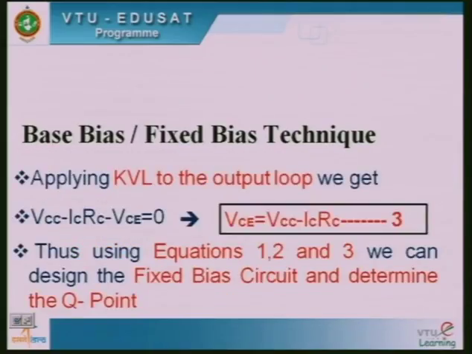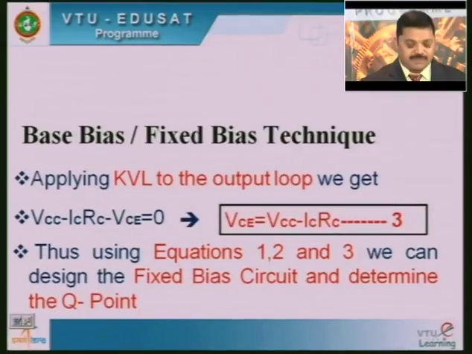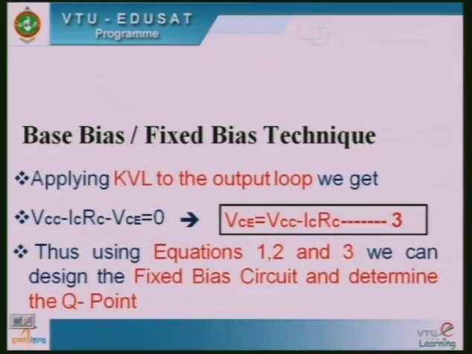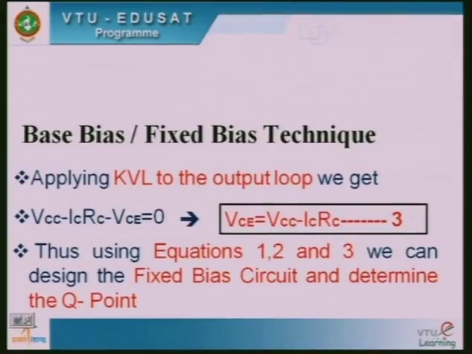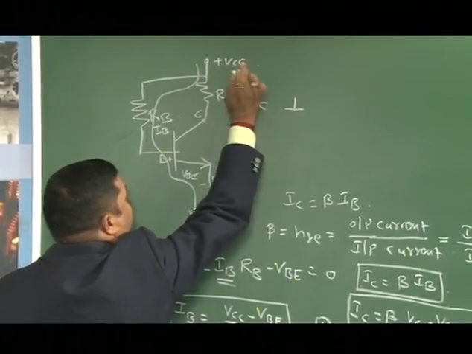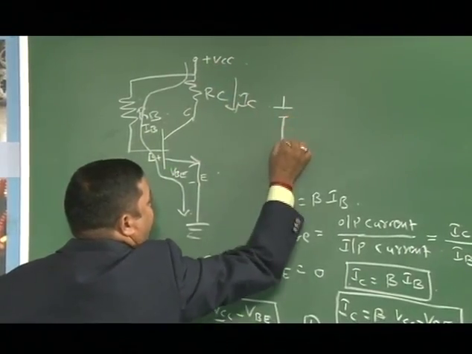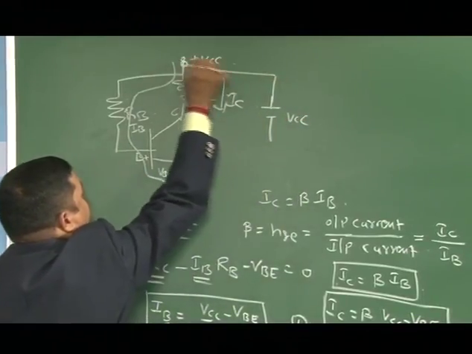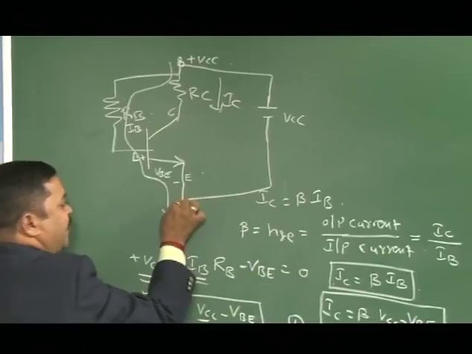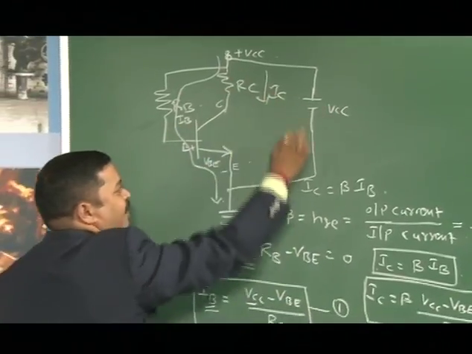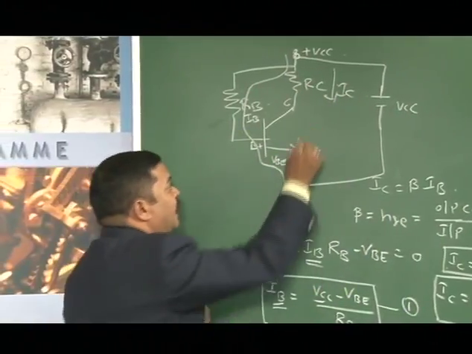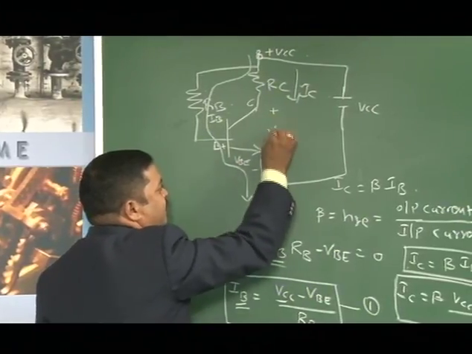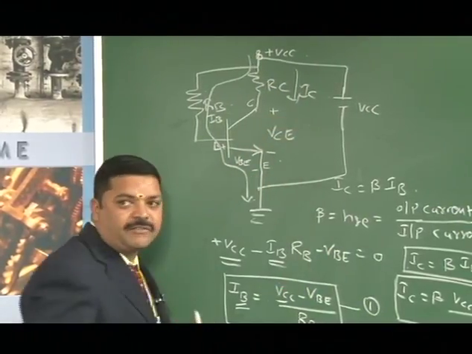Now we also require one more value, which is VCE. VCE comes in the output loop. So this is the loop. As I told you yesterday, the meaning of plus VCC here is the positive and negative of the battery VCC. Positive is connected to this point and negative is connected to this point. Therefore there is a loop formed. And here there is plus minus VCE. So we need to find out VCE.